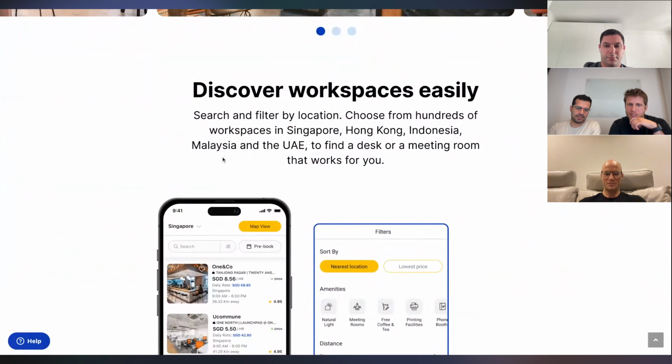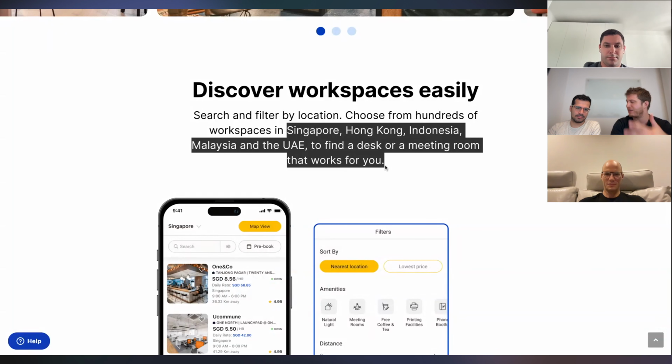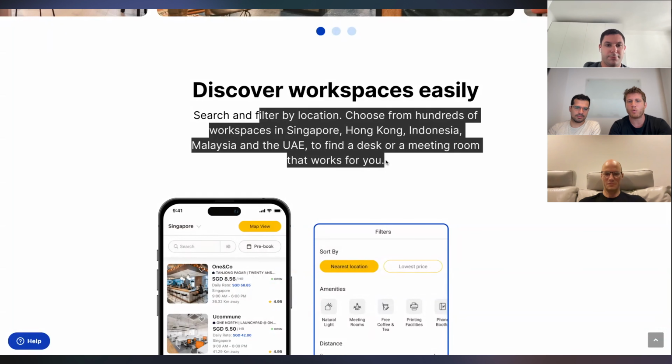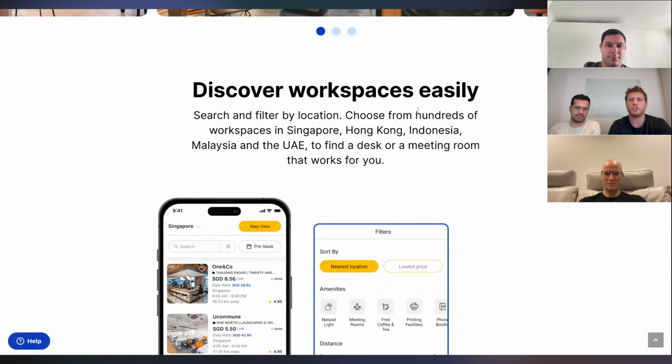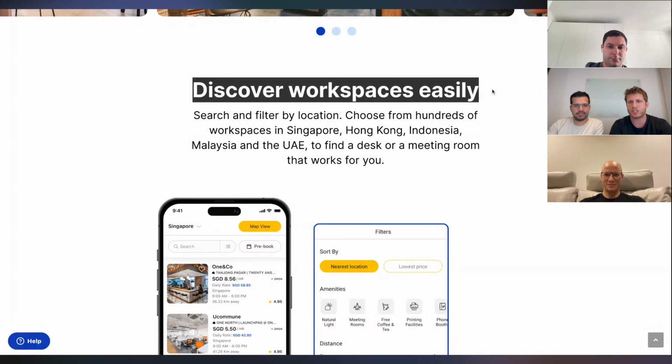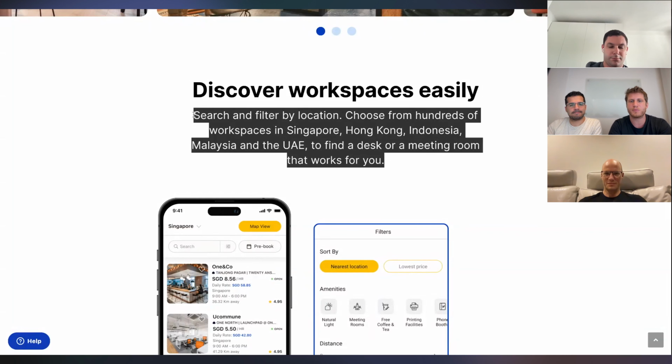Let's see. "Discover workspaces easily. Search and filter by location." So by really the second line, I've given up. I want a snack, not the whole kitchen. As a good rule of thumb, keep your headers under 50 characters, and keep your subs under 120.